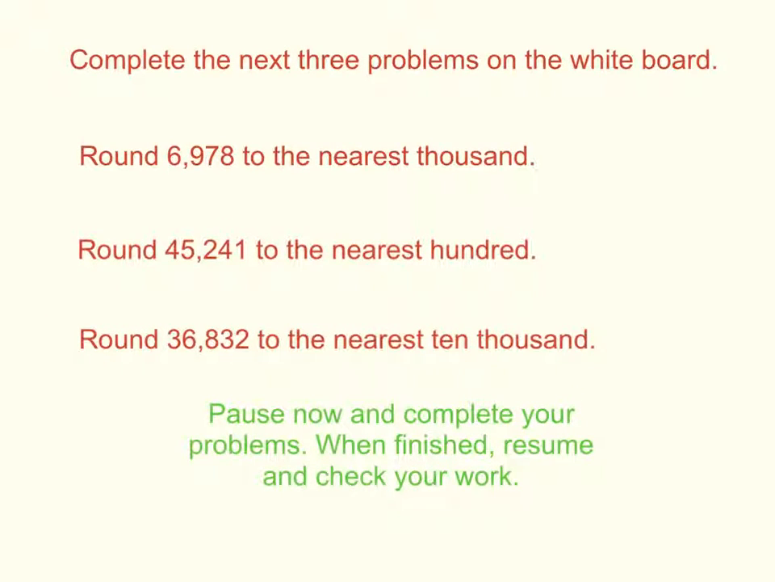What I would like you to do now is complete the next 3 problems on the whiteboard using the method that we just talked about. You're going to find the lower number and the higher number, and then compare: is my number closest to the lower number or the higher number? If it's closest to the lower number, you're going to round it to the lower number. If it's closest to the higher number, you're going to round it to the higher number. Please pay attention as you're reading what place you are rounding to. That's very, very important. It might not always be the biggest place in the number. So pause now and complete the problems. When you're finished, resume the presentation and check your work.